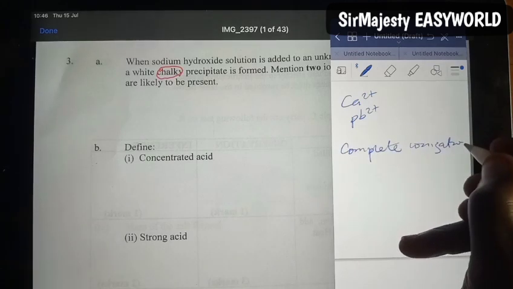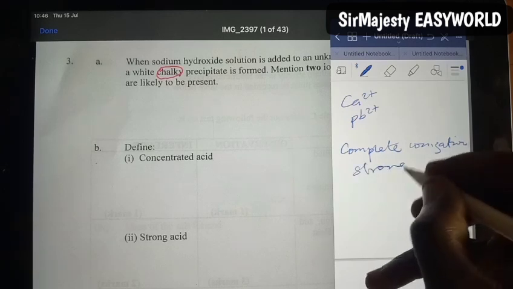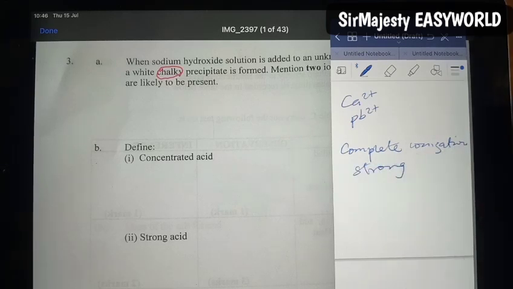An acid that has complete ionization is a strong acid. That is an acid that ionizes completely in water, such that strong acids have high electrical conductivity. Why? Because there are more ions available to conduct electricity. They are strong electrolytes, of course, because of the rate at which they release ions in a solution.